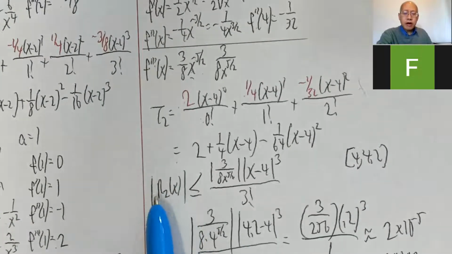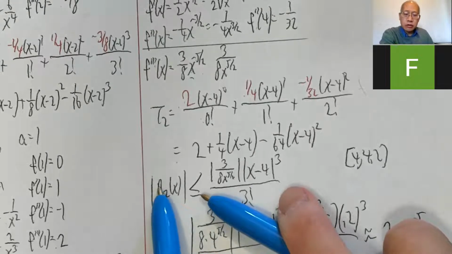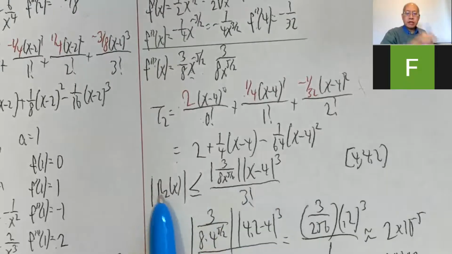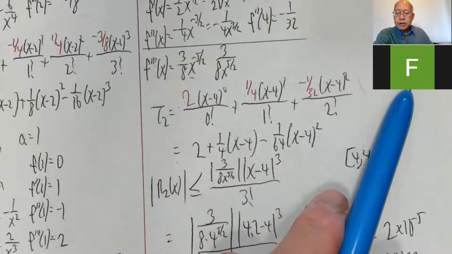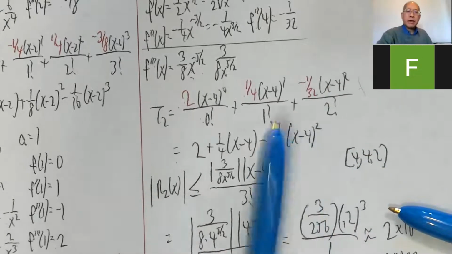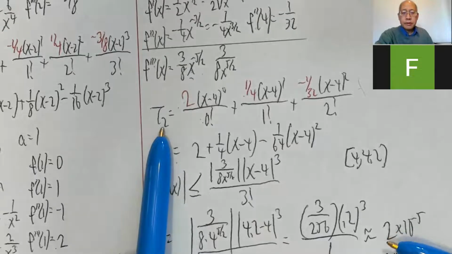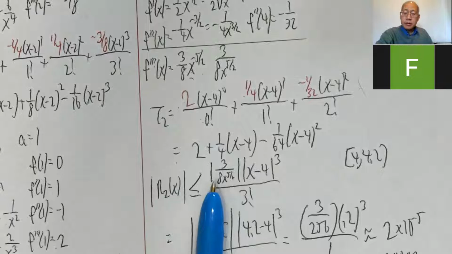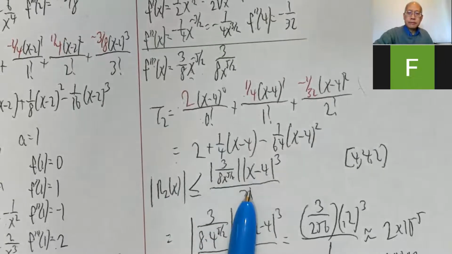So absolute value of R2 of x. Okay, what does this notation mean? The remainder, if I stop at T2. So it's T2 plus R2, T3 plus R3, T4 plus R4. See, we're supposed to go infinitely far, right? By cheating and stopping after T2, well, there's going to be a remainder. We call that R2, which means, okay, to work it out, the theorem says go to the 3rd derivative, exponent, factorial.